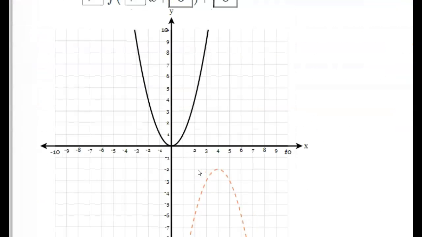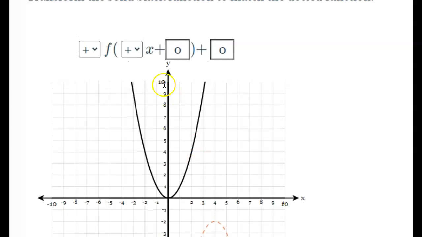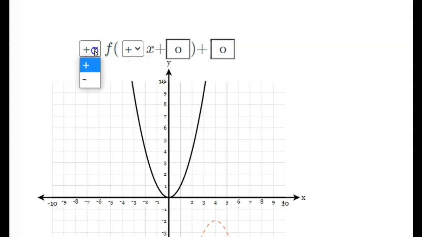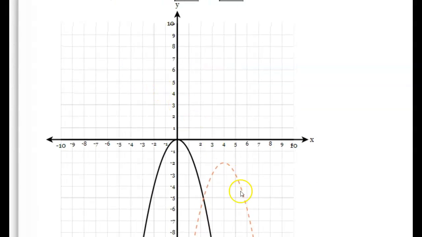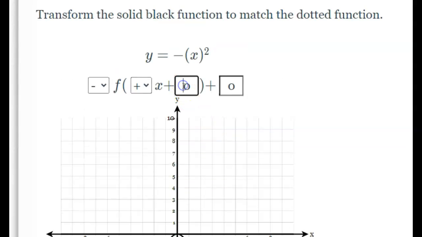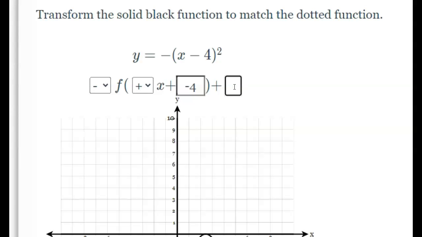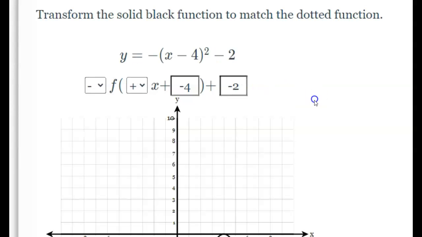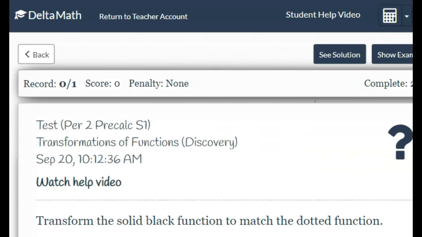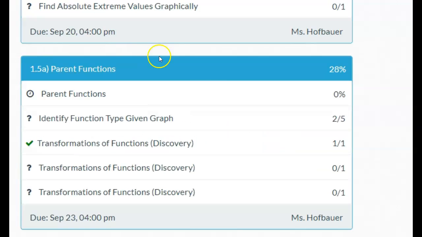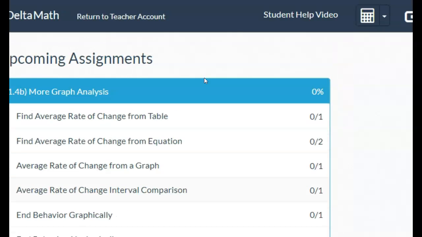Like this one's a parabola. Anybody know what's going to flip it over? You guys should be good at this. We've already done parabolas, but you would need a negative out front, okay? And then it looks like the vertex is 4, -2. So remember that's opposite of h. And okay, so once you get it there, then you just hit submit. All right, there's just like 3 of those. One is an absolute value, I think. Any questions about the Delta Math?